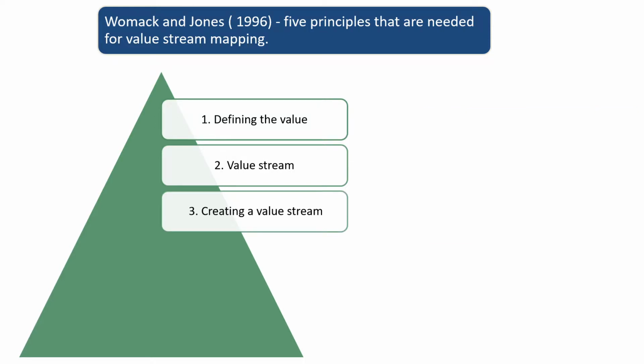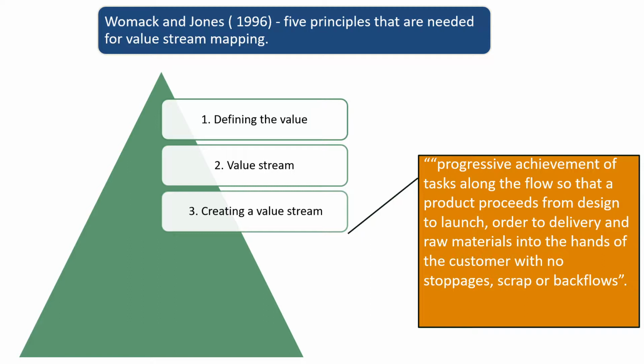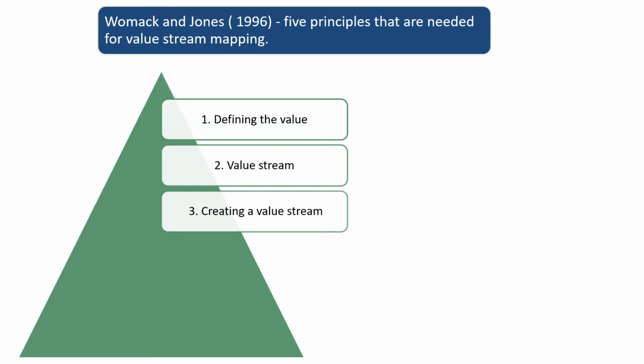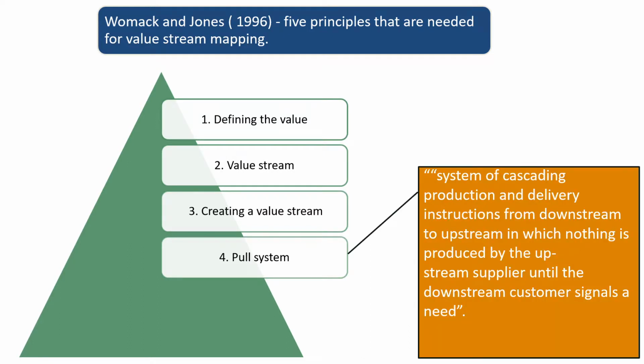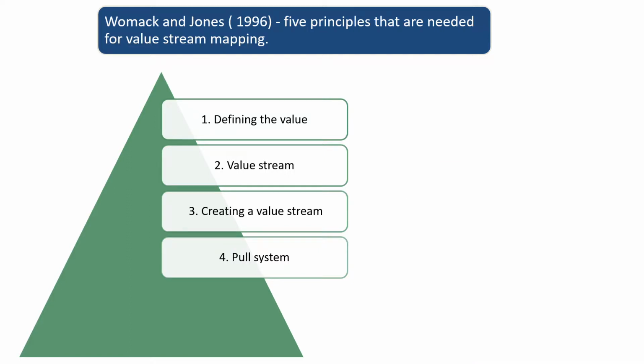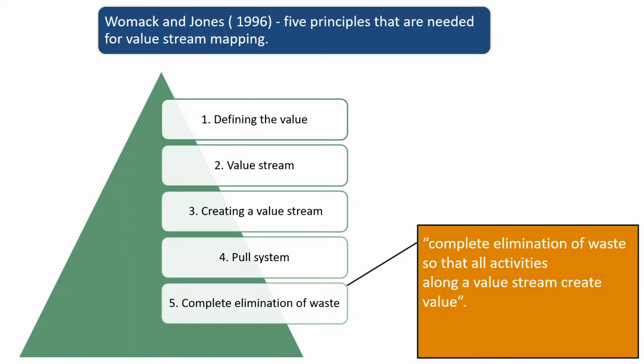The third principle is creating a value stream, which means progressive achievement of tasks along the flow, so that a product proceeds from design to launch, order to delivery and raw materials into the hands of the customer, with no stoppages, scrap, or backflows. The fourth principle is pull system, which is defined as system of cascading production and delivery instructions from downstream to upstream, in which nothing is produced by the upstream supplier until the downstream customer signals a need. Last principle is the target of complete elimination of waste, so that all activities along a value stream create value.